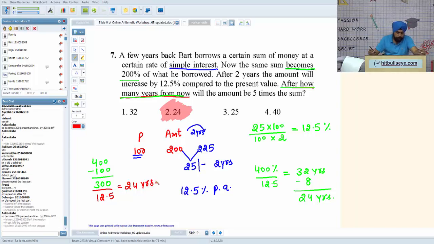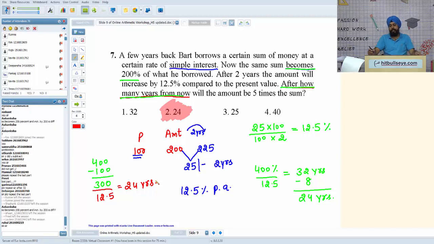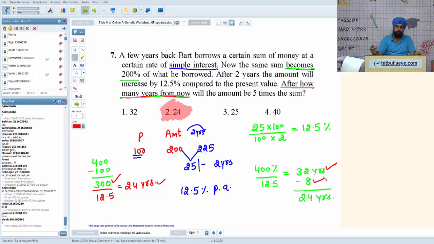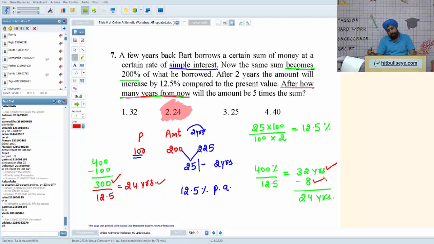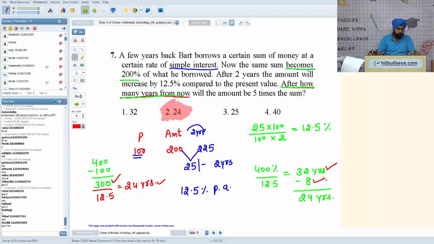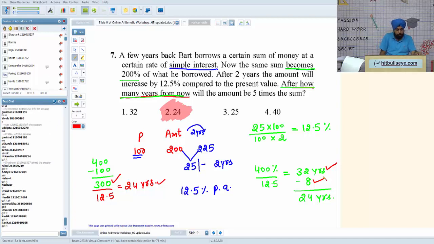Either I can subtract the first 100% interest earned and calculate for the remaining time period, or I can calculate the total time period to earn 400% and then subtract the 8 years which have already gone by. So both the methods are perfectly okay. You can apply whichever way you feel alright. Okay students, how many of you have got it by now? Okay, that's great. So moving on to the next question, students.